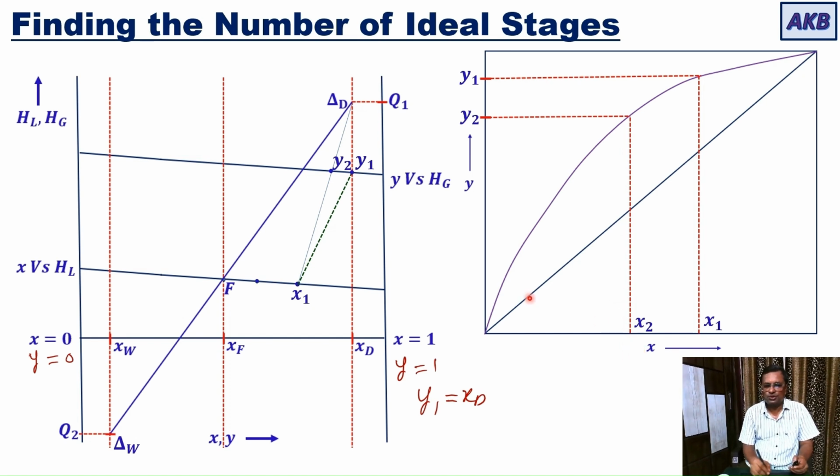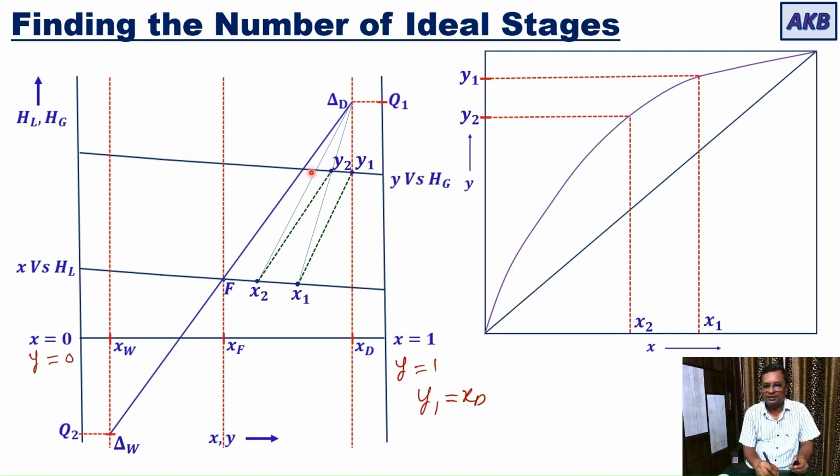Then with this x2, I come back to the enthalpy concentration diagram and locate x2. So, once x2 is located, again those two tasks. First, connect x2 with delta D and then connect x2, y2 with a tie line. In the process, you get this point where the construction line intersects the upper curve.